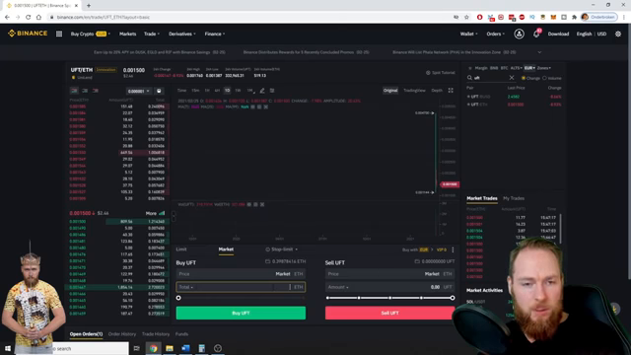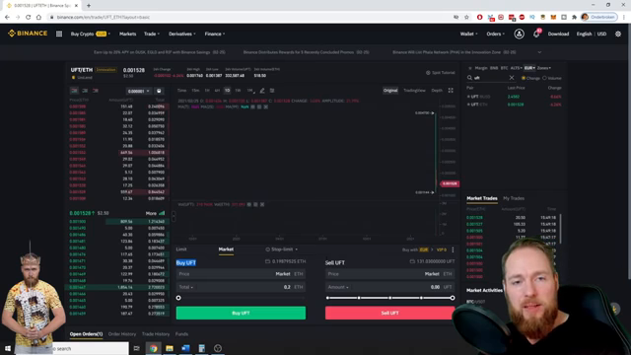I want to buy for 0.2 Ethereum, buy this coin, and then I press buy. Immediately it is filled. So it's as easy as that, guys, to buy and sell on Binance.